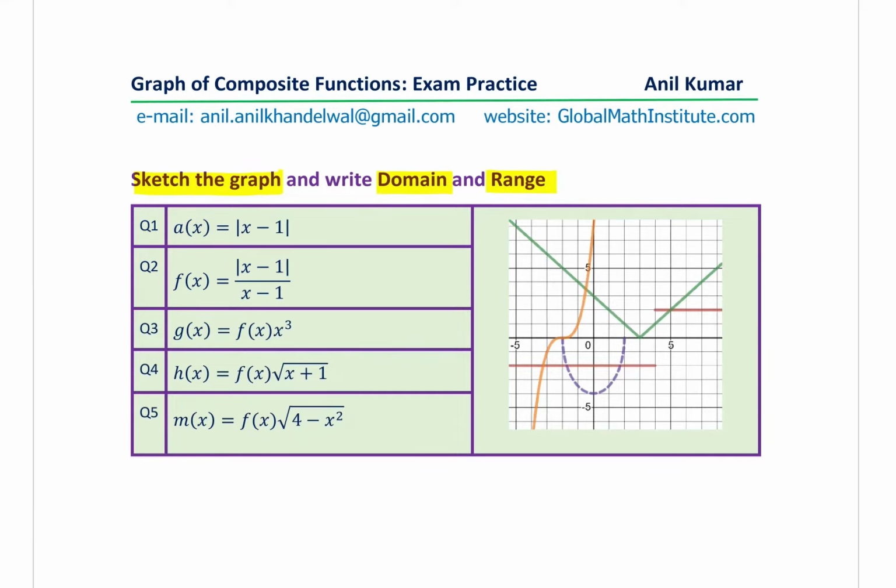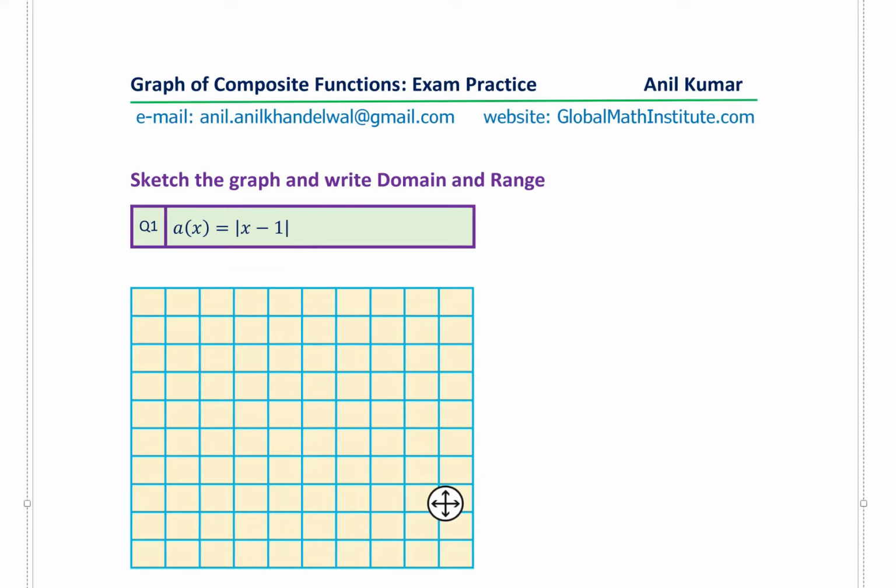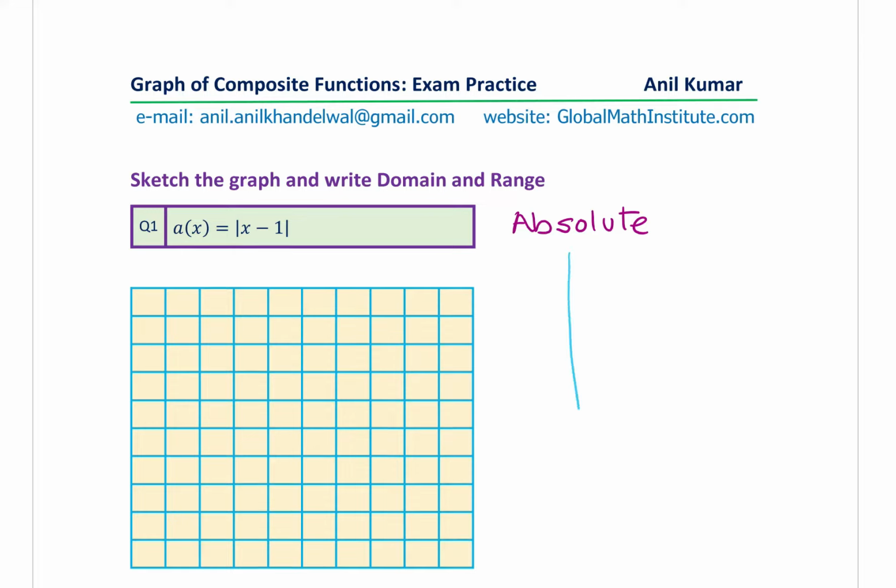Let's begin with the very first one, which is sketching the graph of the absolute function. Now, there are many ways in which you could sketch the graph of an absolute function. Depending on what you have learned so far, the simplest way could be that we make a table of values. We provide some x values, and then we'll find out the absolute value of x - 1.